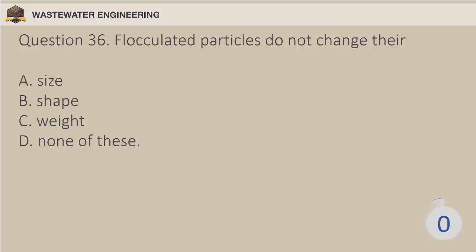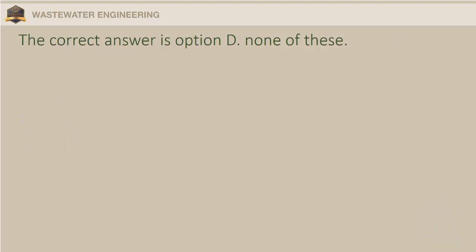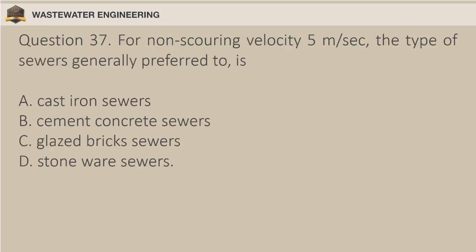The correct answer is option D, settlable solids. Question 37. For non-scouring velocity 5 meters per second, the type of sewers generally preferred is A. Cast iron sewers, B. Cement concrete sewers, C. Glazed bricks sewers, D. Stoneware sewers.